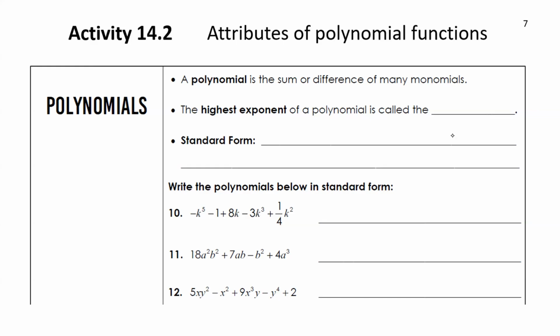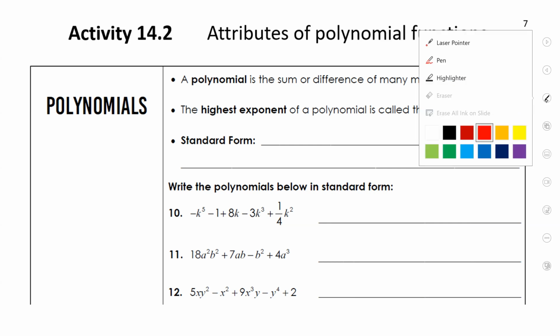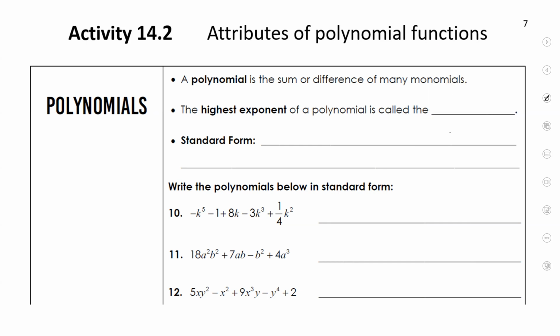Okay, so we are going to talk about attributes of polynomials. A polynomial is the sum or difference of many monomials. The highest exponent of a polynomial is called the degree. And this is how you name polynomials: you name it by the degree. And you always want to put the polynomial in standard form.